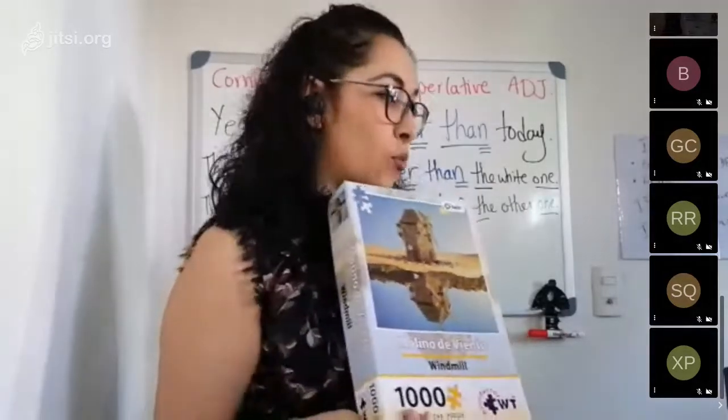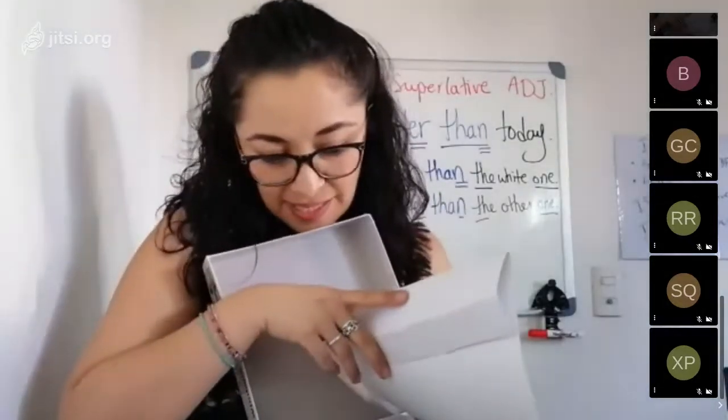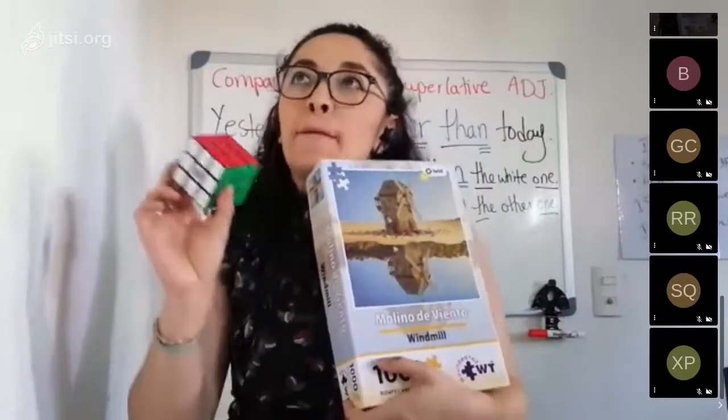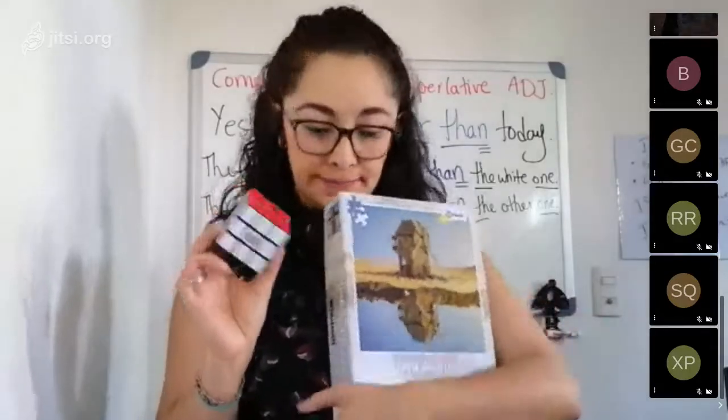And this is a 1,000-piece jigsaw puzzle, right? My God, look, lots of pieces. So this is a jigsaw puzzle, and this is a Rubik's cube. What do you think? Which is more difficult?